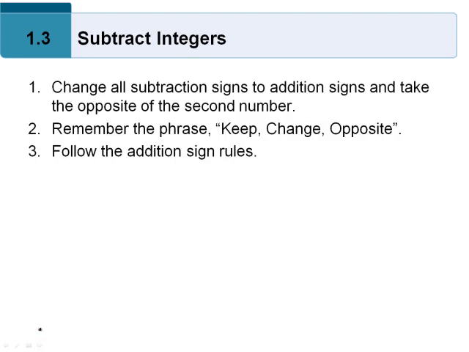So here are the rules for subtracting integers. So once again, get out some index cards. The main thing that I would put on the rules for subtracting integers, I would write maybe subtract integers at the top, and keep, change, opposite, and follow the addition rules, okay? Because that's what you're doing. Anytime you have subtraction, you're going to change the subtraction signs to addition signs and take the opposite of the second number. So it's keep, change, opposite. That's what we're going to work on today.